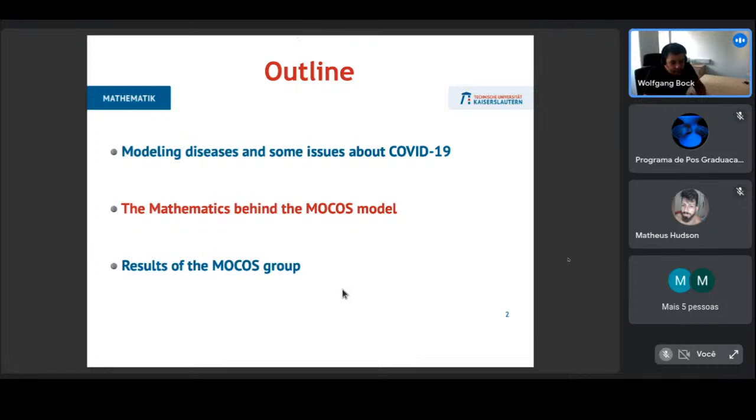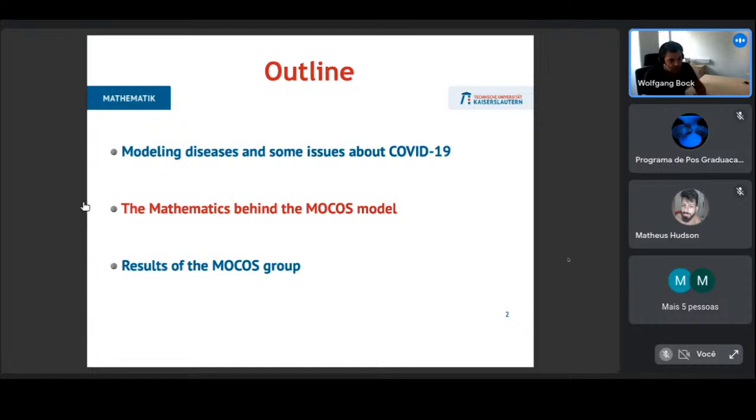My outline for today: I will talk a bit about modeling diseases and especially some issues about COVID-19. Then the mathematics, very short, something like 4 slides about the mathematics behind the Mockers model. And then especially, as I said, the results of our group. The main focus I will put on the endemic threshold. So that means mathematics.